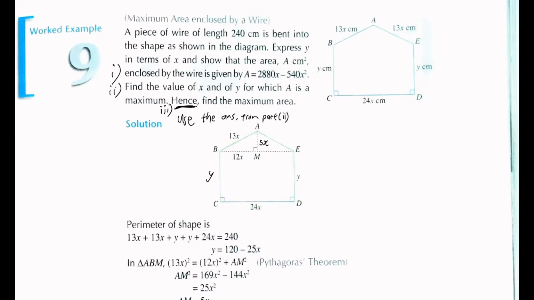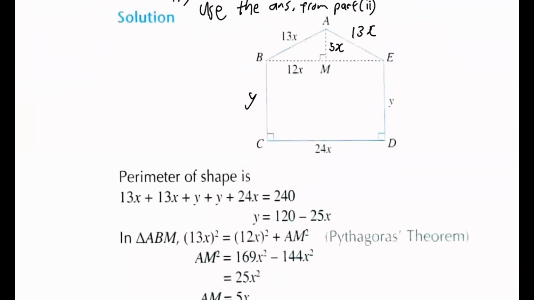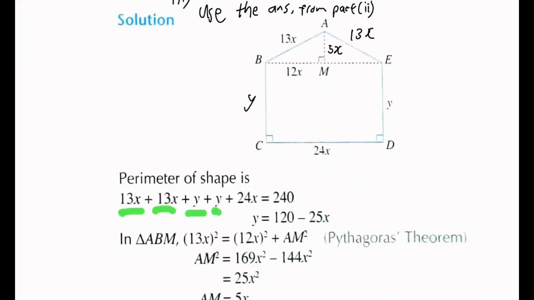Opposite sides are equal in a rectangle, so y and y. And this side, by symmetry, it must be 13x as well. Actually, you don't even need symmetry, it's given. I'm just transferring the labeling over. So what we end up with is 13x plus 13x plus 2y plus 24x equals 240. Then from there, you can solve for y. You get 120 minus 25x.